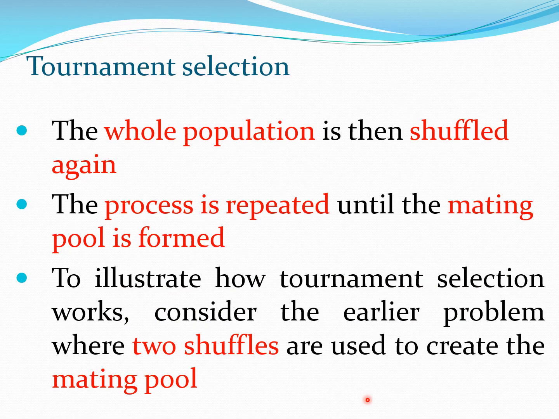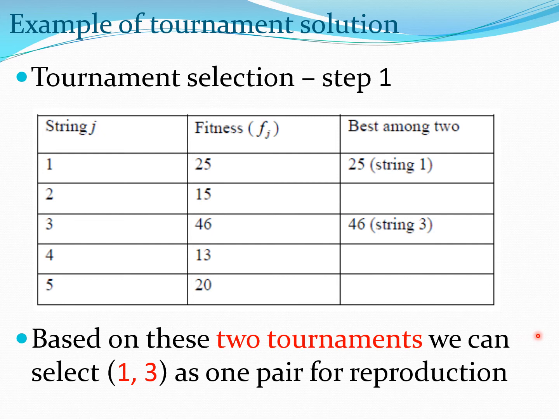Now the whole population is once again shuffled. The process is repeated until the mating pool is formed, and we will look at how this tournament selection works by considering the simple problem we created before with only 5 points, and we'll do 2 shuffles to create a mating pool.